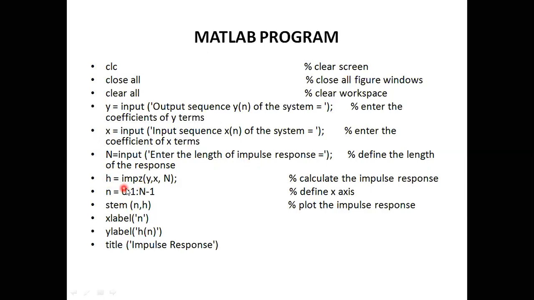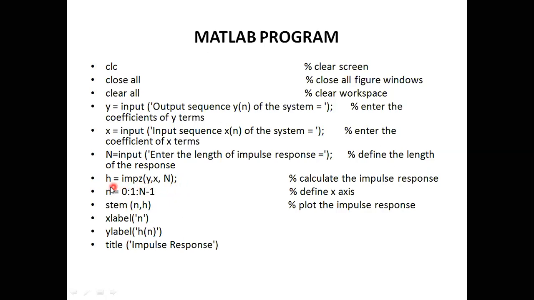The command is this. I'm denoting the impulse response with H, equal to the command impz, impulse response in the Z transform. In brackets you need to write the output coefficients, the output sequence, the input sequence, and the length of the impulse response. This is the simple command to find the impulse response of a system. Clear? When you run up to here, it will give the impulse response of the system.